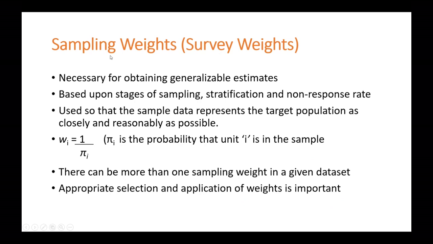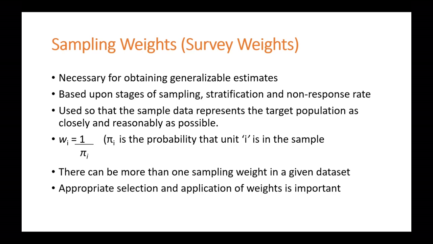So next, coming to sampling weights, which are also known as survey weights. Now that you're going to work with a secondary data set, secondary data sets tend to have sampling weights or survey weights because they are necessary for obtaining a generalizable estimate for the population.